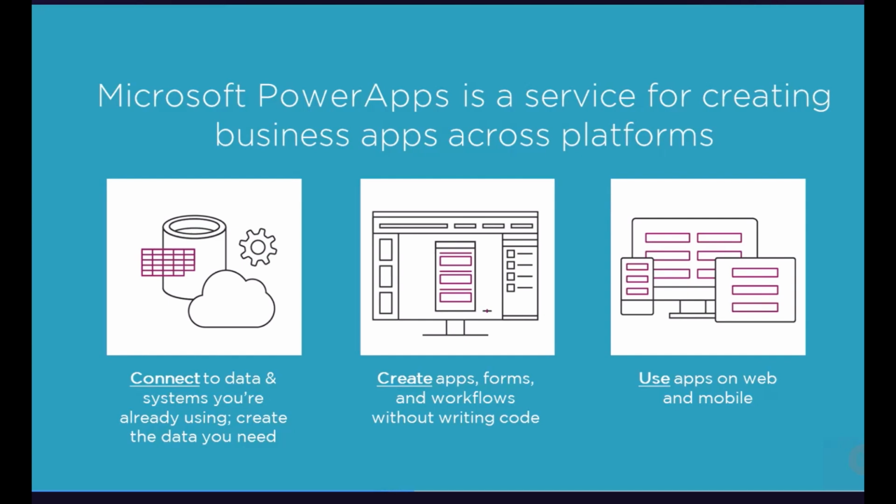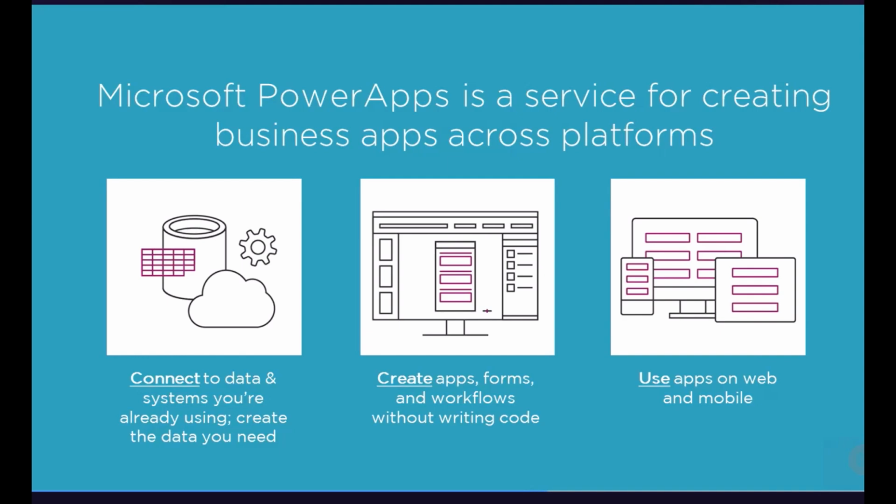You can see in this diagram, creating an app is really a three-step process. You connect to a data system that may exist already or maybe a new data system. Then you build an app using a designer. We'll talk about that in a moment. And then ultimately, you can start using this app on a mobile device, iOS, Android, Windows device, or you can use it from a web browser. So as you can see, you can target a wide variety of your users in this process.